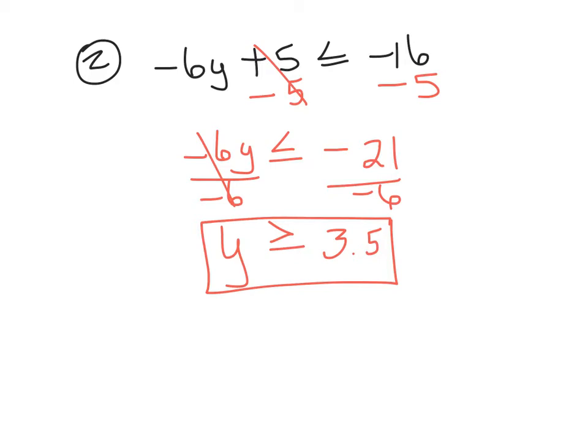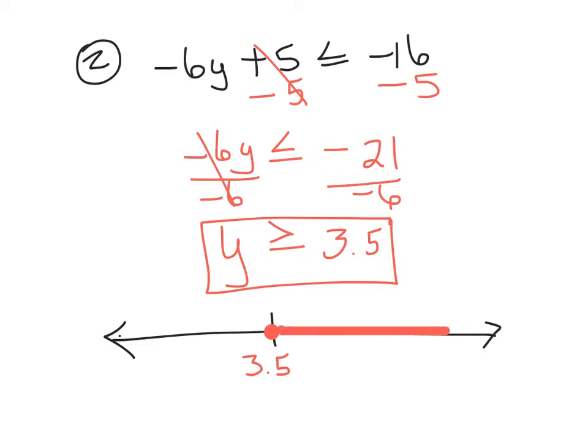Now, if you were to graph this one, again, you can just say, okay, this is where 3.5 is. If you label it, then it doesn't really matter if you draw the rest of the lines. It is greater than or equal to, so I'm going to put a filled in dot. And then y is everything greater than that, so everything to the right.